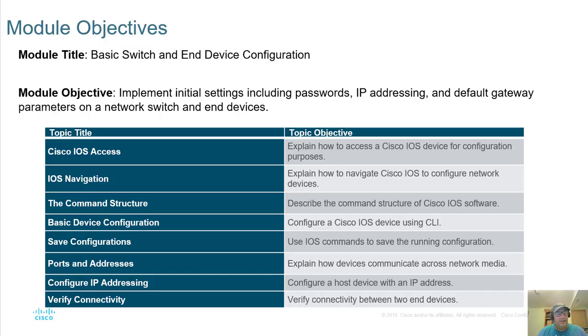So if we take a look here at the modules and objectives, we have Cisco iOS access, we'll talk about that. iOS navigation, let's talk about that. Command structure, basic device configuration, save configurations, ports and addresses, and then that's where we're going to end. The configure IP addressing. Oh no, we'll do configure IP addressing.